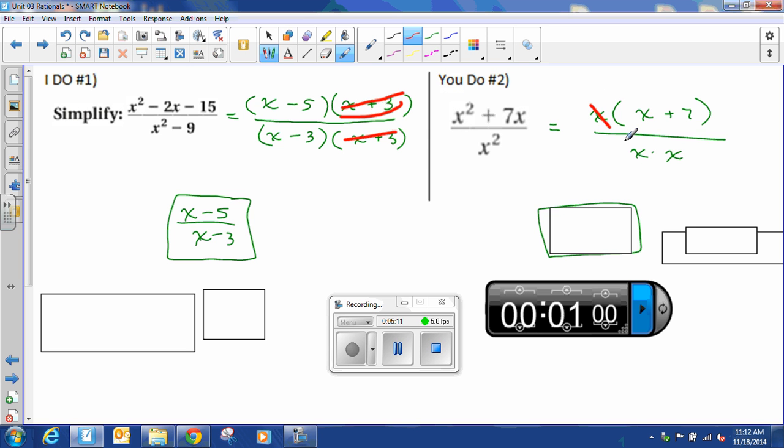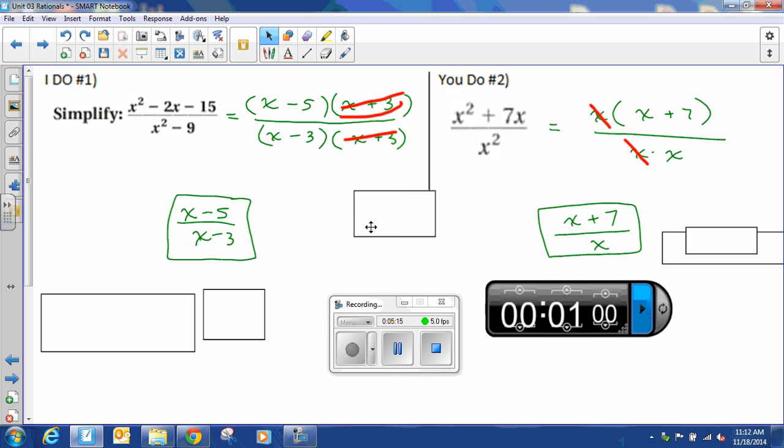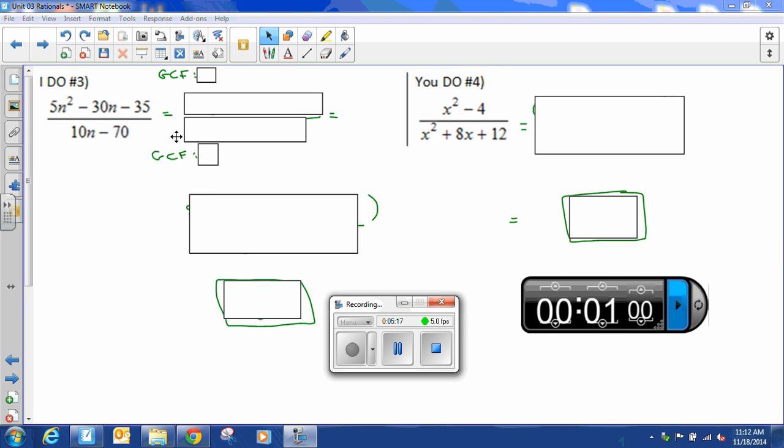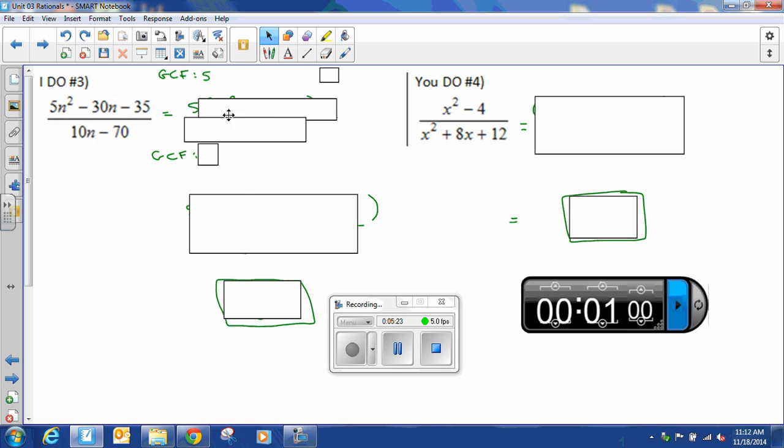We can cancel the x with the x in the denominator. Final answer, x plus 7 over x. Number 3, I noticed that there is a greatest common factor of 5. So that leaves 5 times n squared minus 6n minus 7.